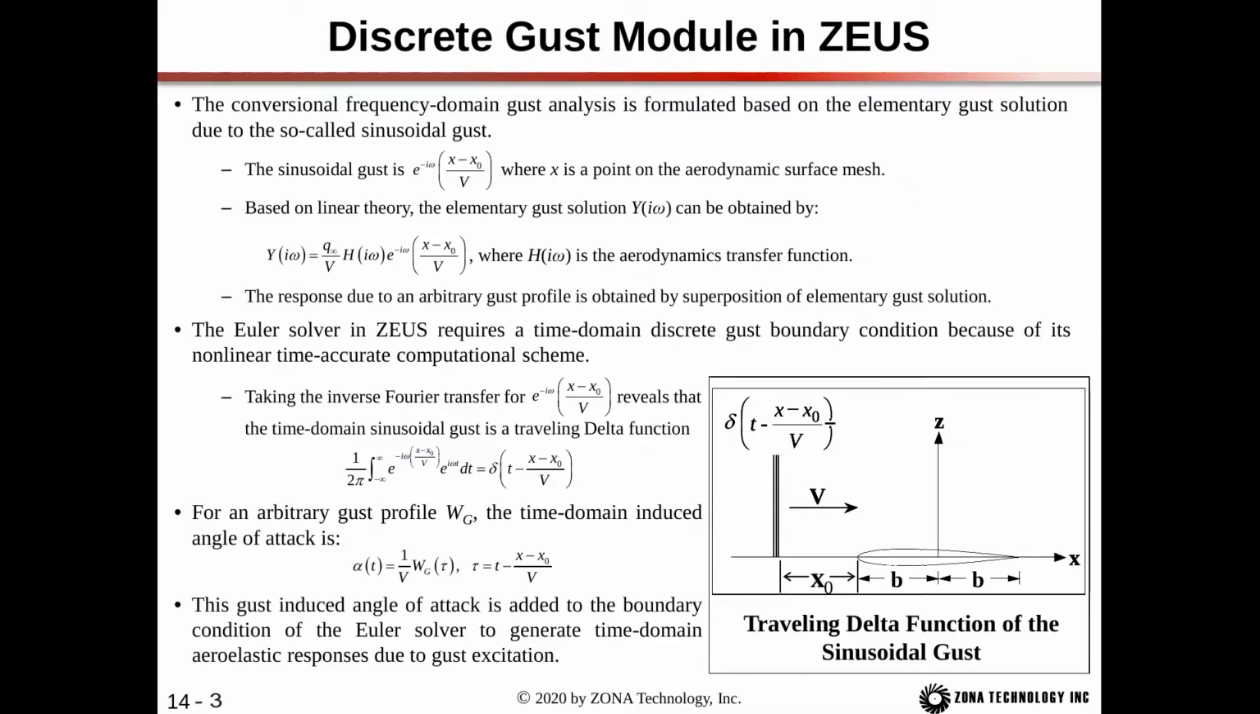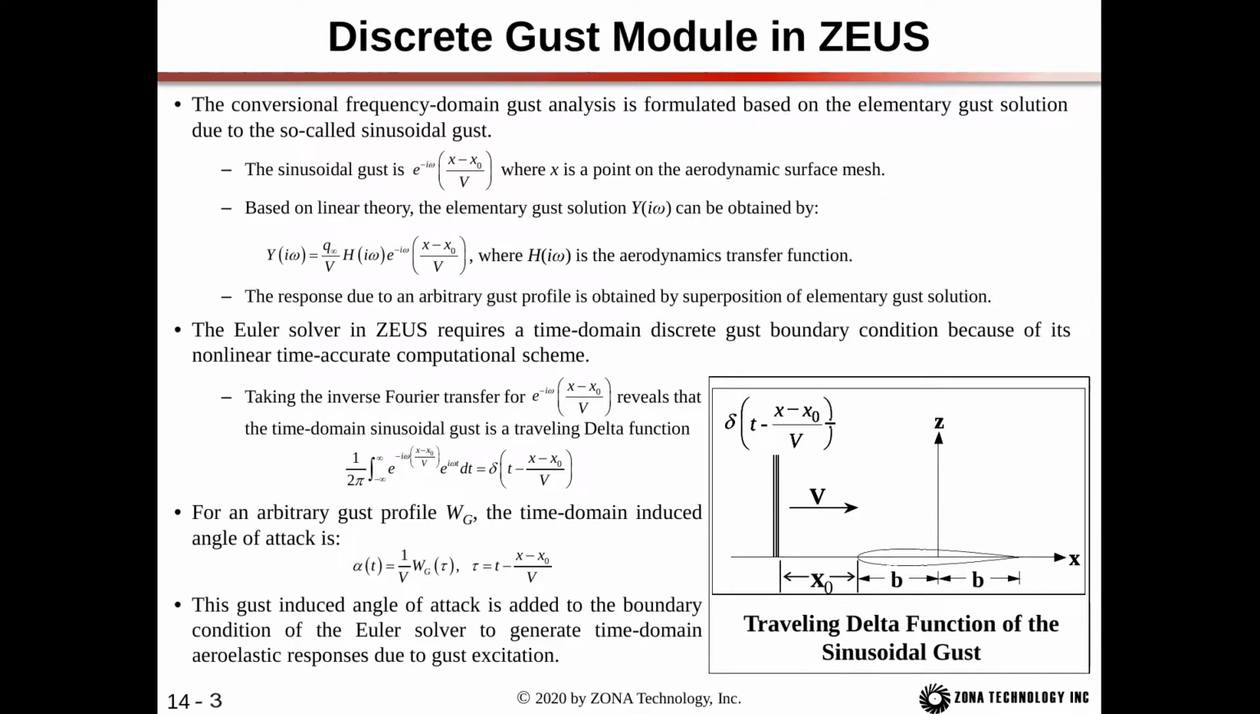So let's go over the discrete gust module that we have in ZEUS. So the frequency domain gust analysis is formulated based on the elementary gust solution due to the sinusoidal gust. And the sinusoidal gust is given here, e to the minus i omega times (x minus x naught) over V, where x is a point on the aerodynamic surface mesh.